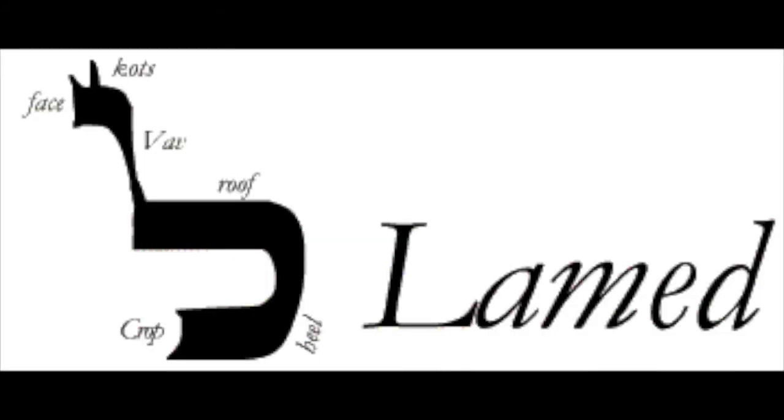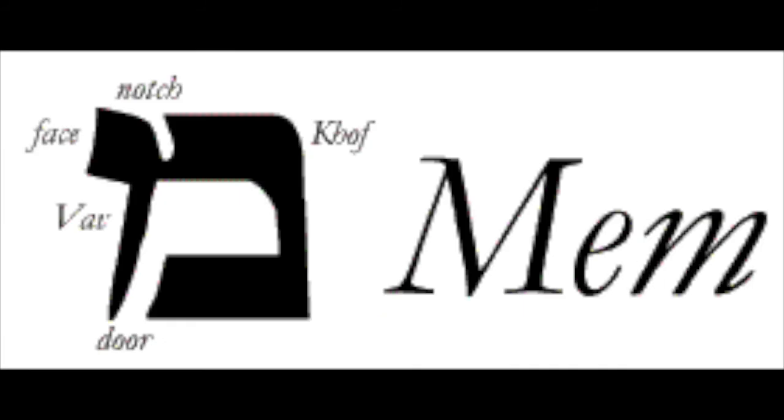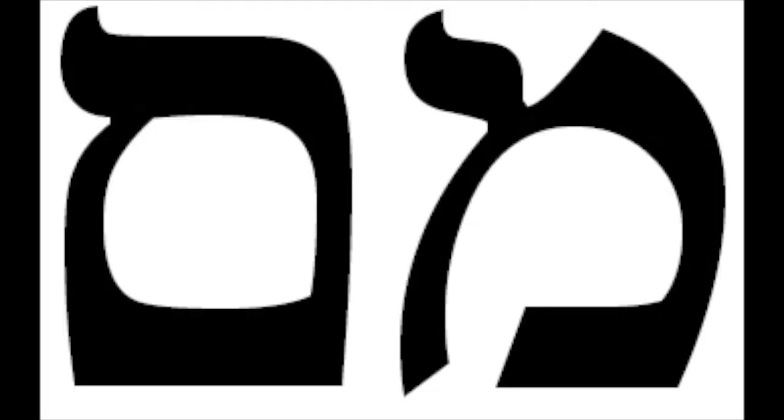The next letter of the Hebrew alphabet is a Lamed. Lamed has a numerical value of 30. The Lamed is pronounced as L. The next letter of the Hebrew alphabet is the Mem. The Mem has a numerical value of 40. The Mem is pronounced as an M. Mem is one of the letters that has a different form when it appears at the end of the word, and it is pronounced the same as the letter Mem, M.